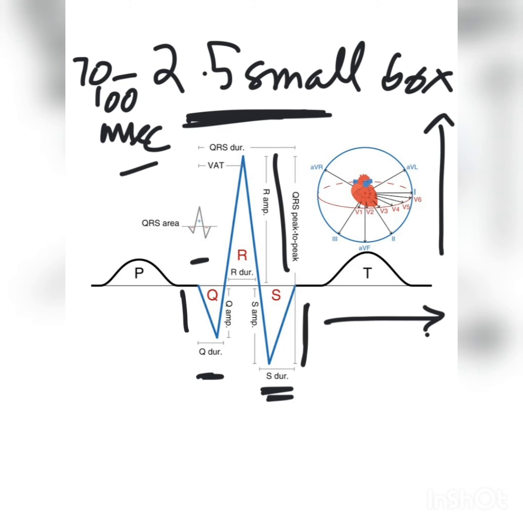If the QRS complex is narrower than 100 milliseconds, we call it a narrow complex, and if it is more than 2.5 small boxes, we call it a broad complex. It is very important because we classify arrhythmias according to narrow complex tachycardia or broad complex tachycardia. So it is the basic classification. So the duration of the QRS complex is so important.